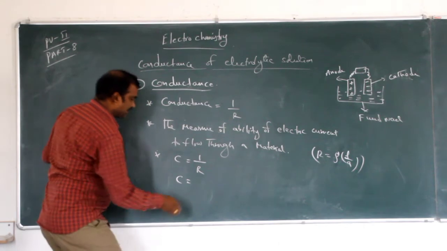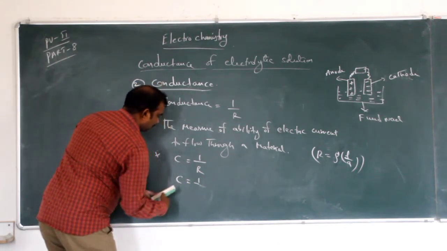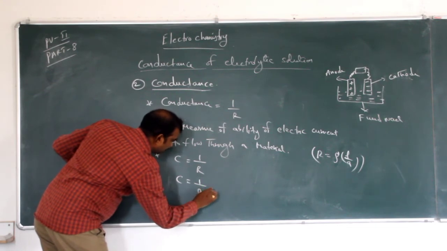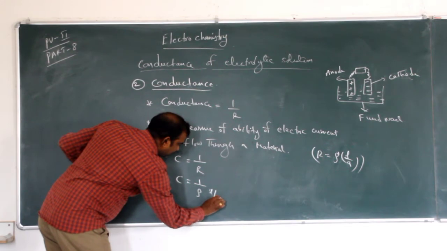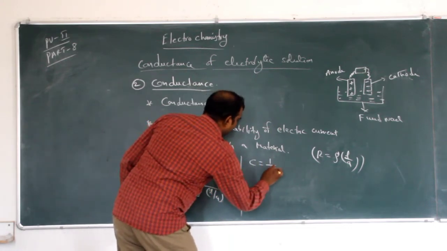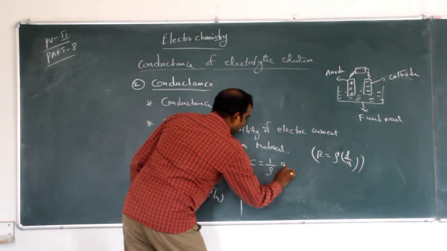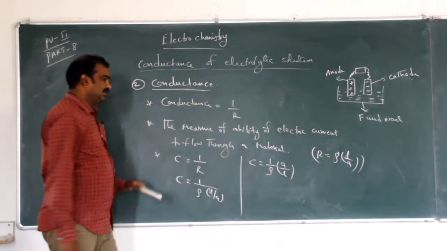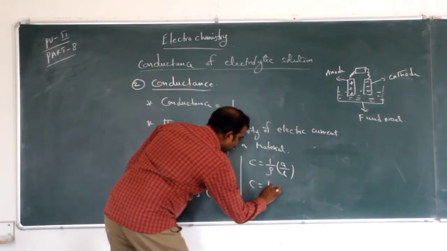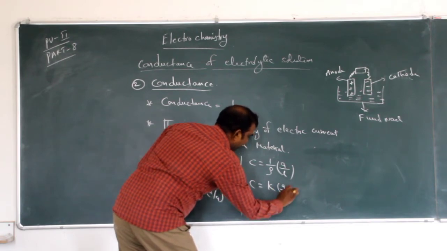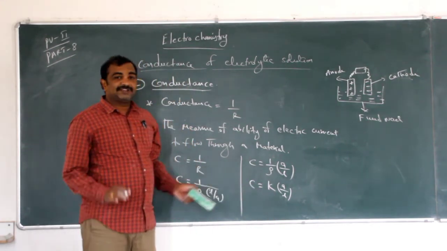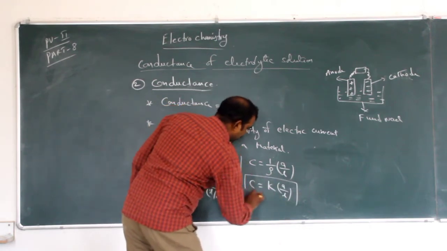So here, C is equal to 1 by rho into L by A, so C is equal to 1 by rho into A by L. This 1 by rho is a proportionality constant taken as kappa, K. So C is equal to K into A by L. This K is called conductivity or specific conductance.